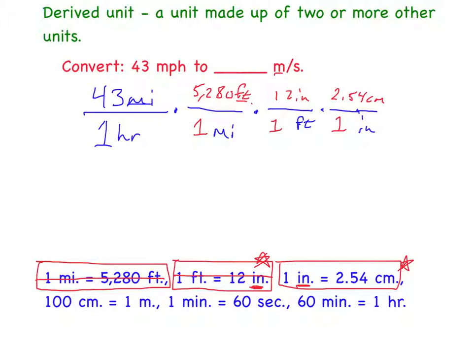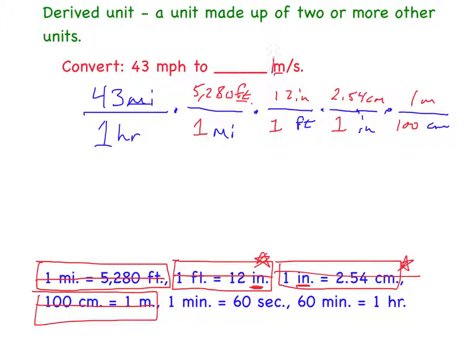Alright, the next one, we've got centimeters on top, so we have to have centimeters on bottom. So we're going to come over here and let me cross that one out. And we see this one has centimeters in it. So we see that 100 centimeters equals 1 meter.